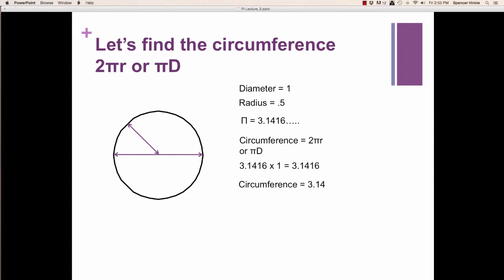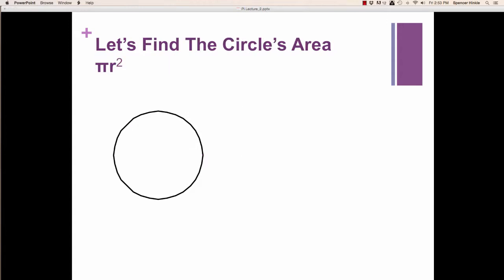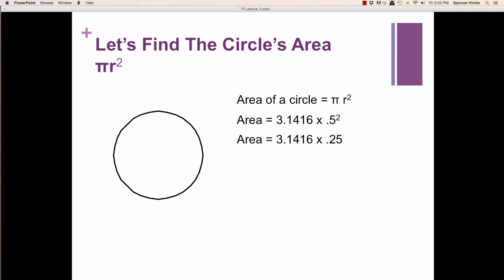Now let's solve for the circle's area. Pi times the radius squared, which is pi times 0.5 squared, or 3.1416 times 0.25, which gives us 0.785 as the area of our circle. And keep in mind that that 0.785 is square. It's 0.785 square inches or square feet or square miles. Again, we're not going to complicate things by worrying about the units.